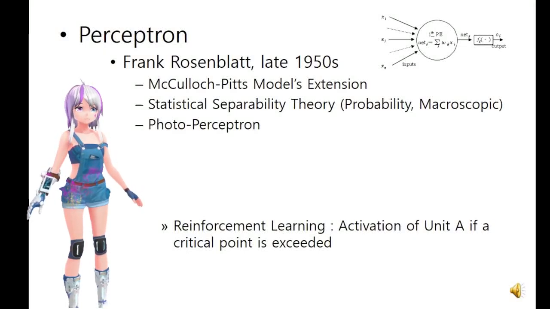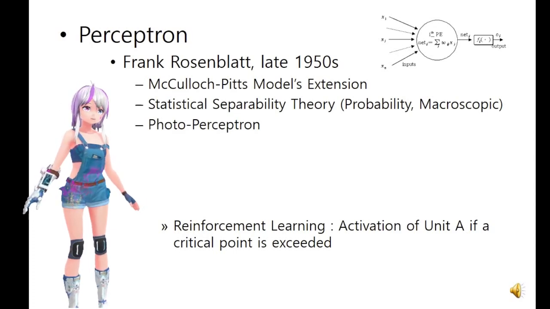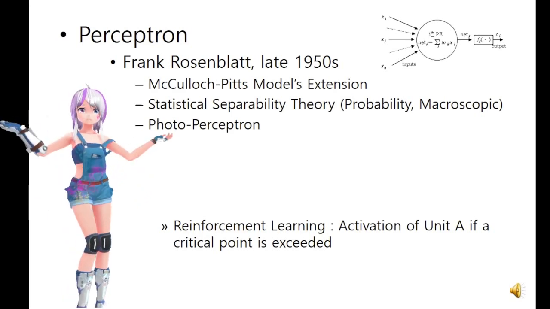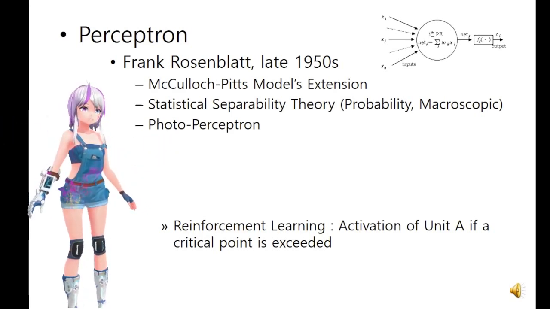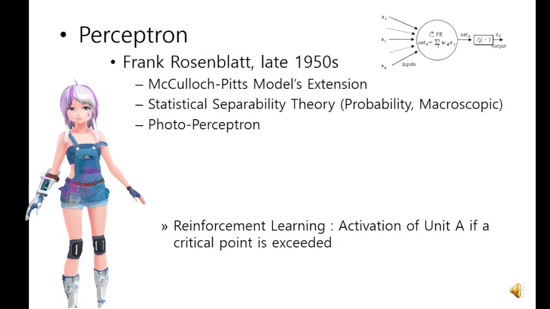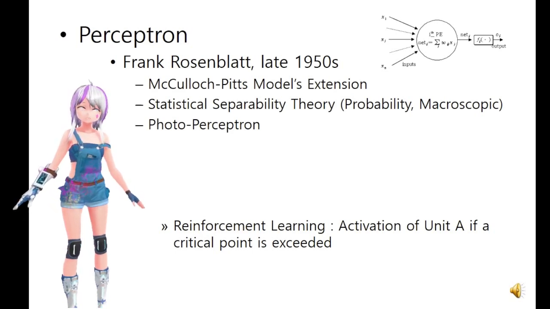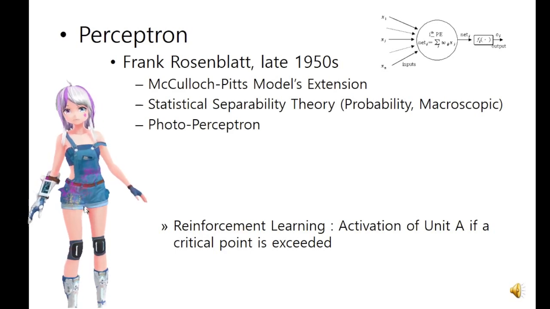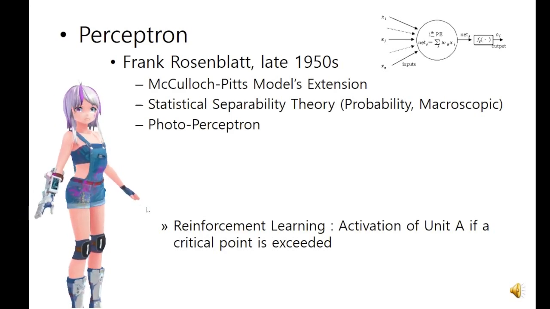Okay, the perceptron was first introduced by Frank Rosenblatt in the late 1950s, probably 1958 or so. This is basically an extension of the McCulloch-Pitts model of 1943, and it uses statistical separability theory, somehow macroscopic calculus in probability.